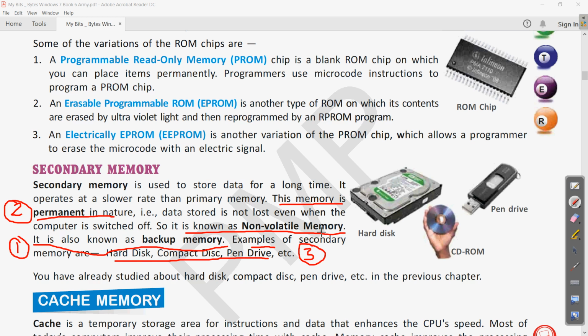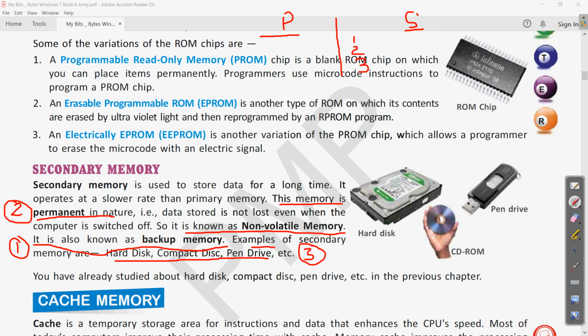We have to write the answers point wise, making a parting line in between. So in the primary memory we have just seen the 3 points. In the secondary memory also we have seen 3 points. Clear? So one by one you will write these 3 points.